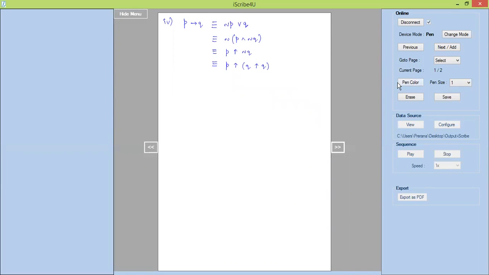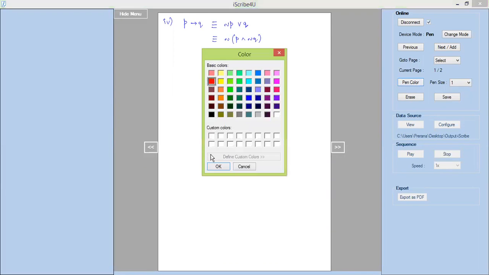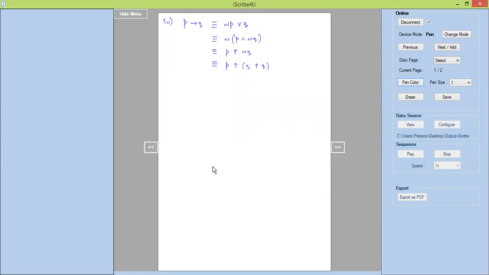So that's the solution for the problem. We expressed the given connectives, whatever was given, in terms of NAND only. Now we'll see the second problem.